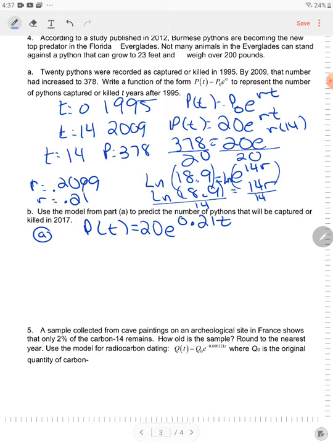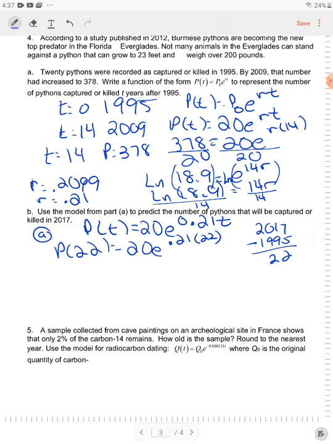Okay, because here's part B. Use the model from part A to predict the number of pythons that will be captured or killed in 2017. Well, how many years is that? Don't plug in 2017. So 2017 minus year 0, which is 1995, gives us 22 years. So P of 22 is equal to 20 e to the 0.21 times 22.